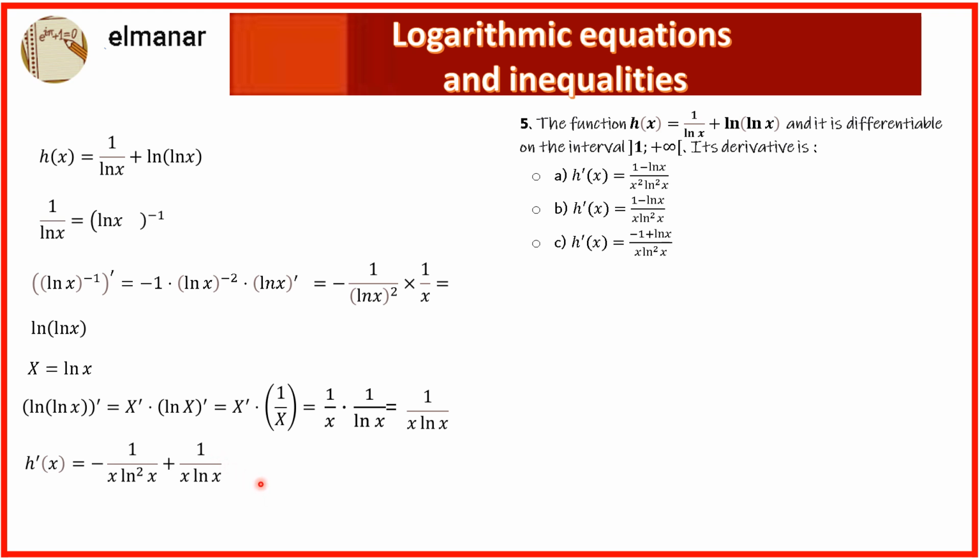We find a common denominator. We have negative 1 here, which stays in the numerator over the denominator x times the natural log squared of x, which remains the same. Over here, we have x times the natural log of x. To make the denominator x times the natural log squared of x, we must multiply the numerator by the natural log of x. The final result is h prime of x equals negative 1 plus the natural log of x divided by x times the natural log squared of x.